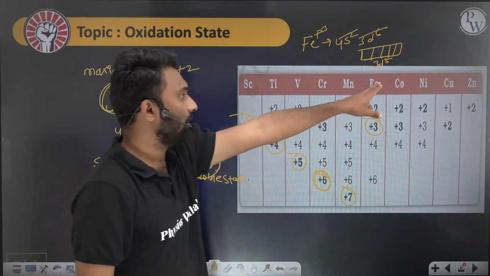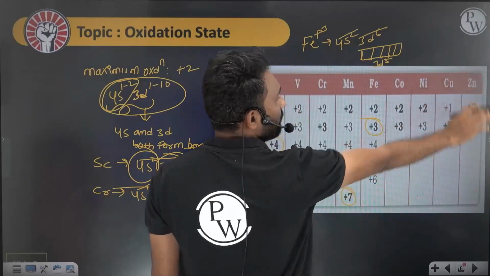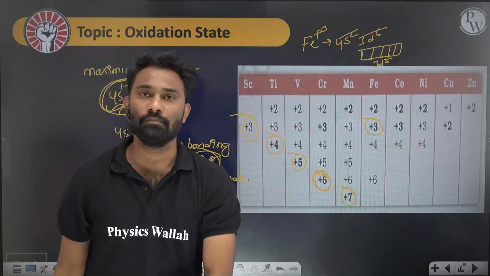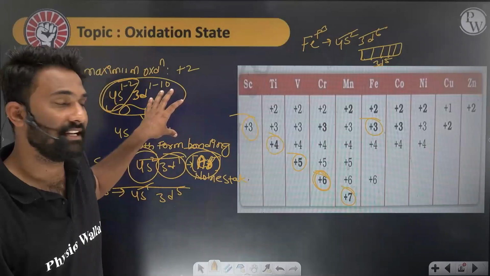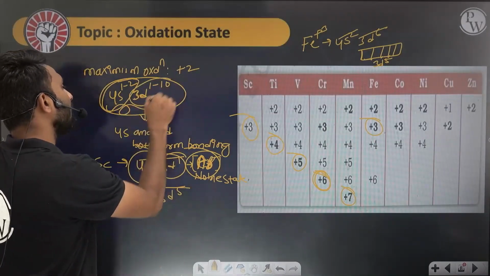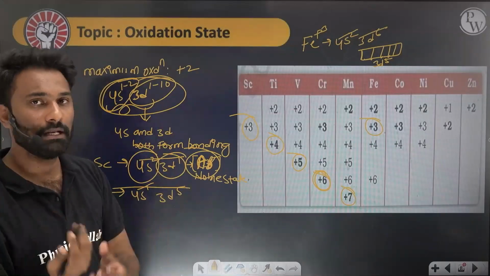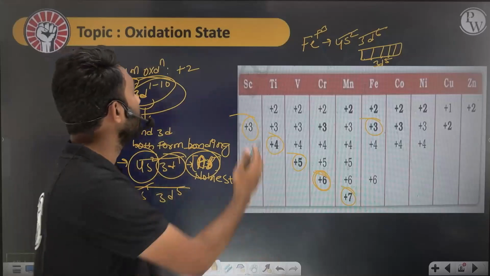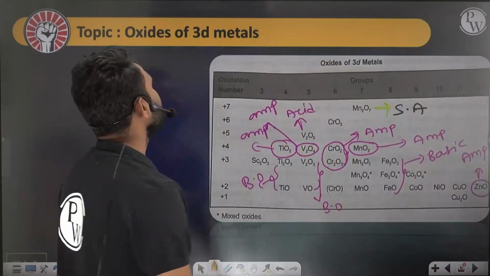Now here the cobalt also. These are the variable oxidation states shown by the 3d group elements. But in the transition elements, the valence shell and the inner d orbitals both participate in bonding. Fine. Now these are the oxidation states of the 3d elements. Next, oxides of the 3d elements.